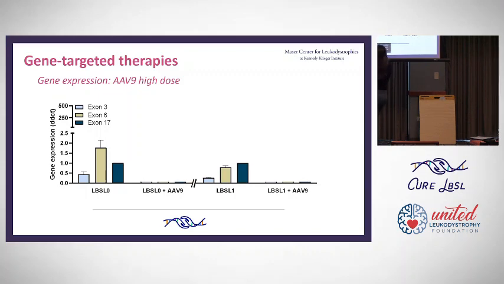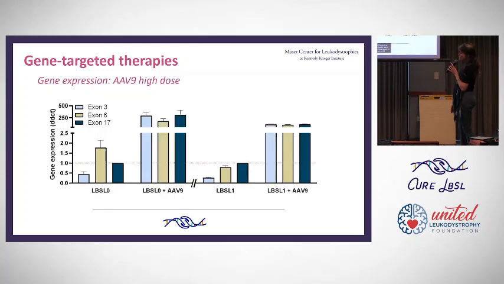So all we want to take away here is just the ratio. We know that compared to other exons, LBSL patients don't have a lot of exon 3, and that's not good. So when we treat with AAV9, what we see is that we increase the expression of all of the exons, and that's good. So we're getting transcripts now that are full length and that have exon 3.